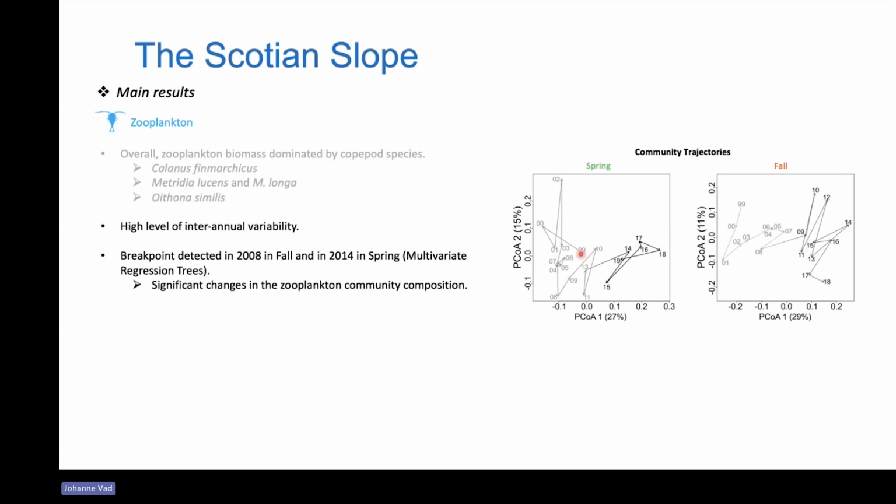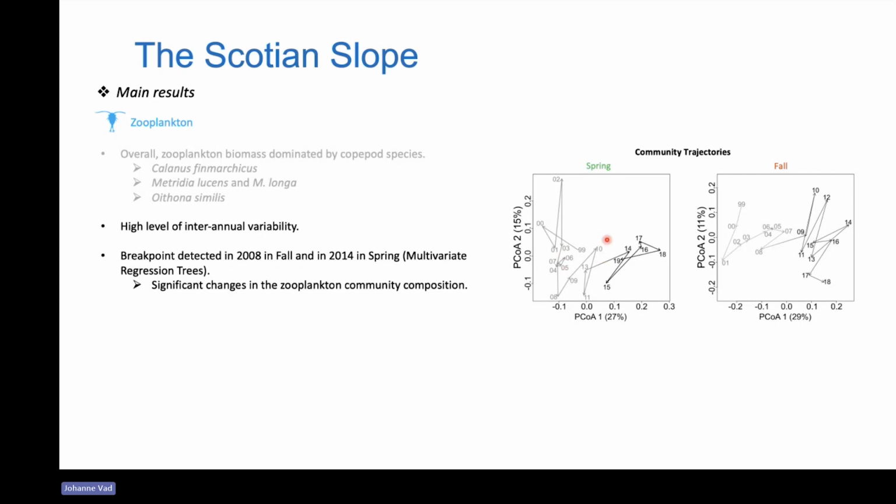And we can see that there's large jumps between a lot of these years, meaning there's quite big differences in the community composition between those two time points. And these jumps might not reflect any kind of long-term trend in change, but simply that the zooplankton community is highly variable from one year to the next.